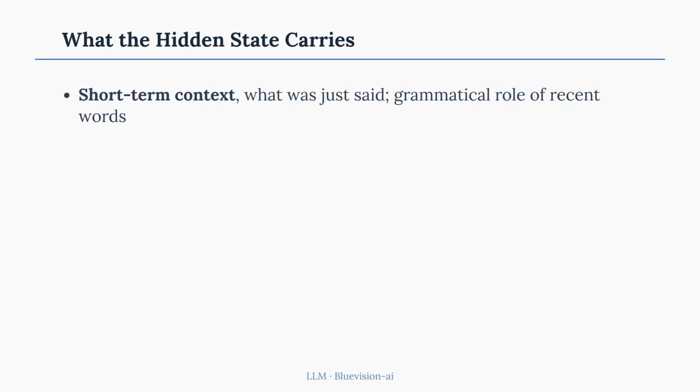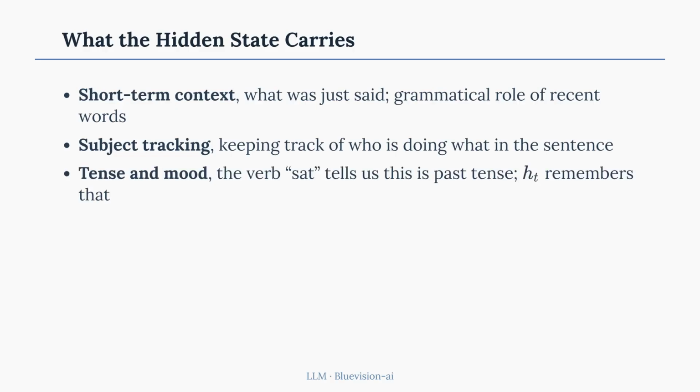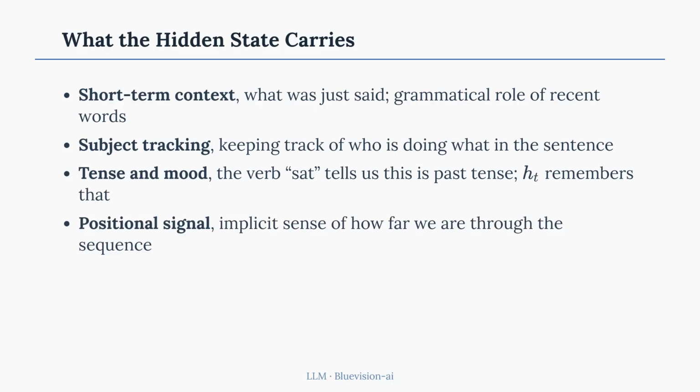Short-term context: what was just said, the grammatical role of recent words. The network knows "sat" is a verb because "cat" was a noun and this is the right position for a verb. Subject tracking: who is doing what? The network maintains some representation of the subject of the sentence so it can apply the right verb. Tense and mood: "sat" puts the entire sentence in the past tense. That tense signal needs to persist through the rest of the sentence. A positional signal, some implicit sense of how far through the sequence we are. This is weak and implicit, but it's there.